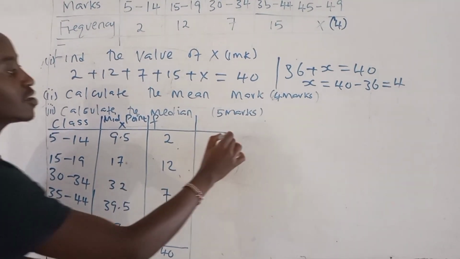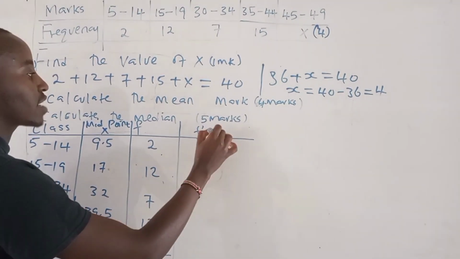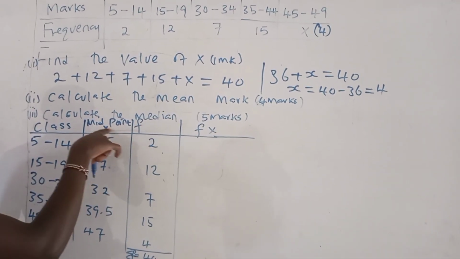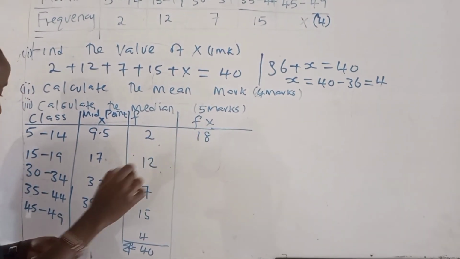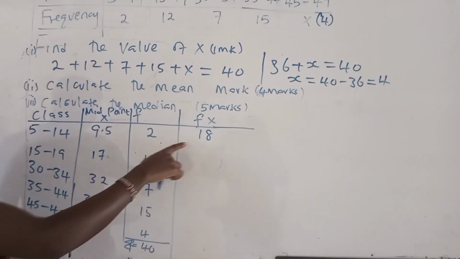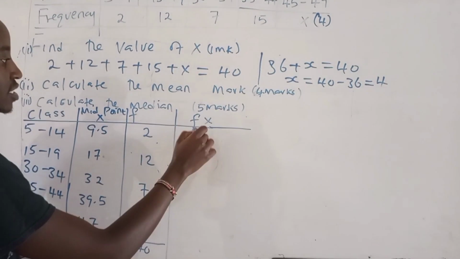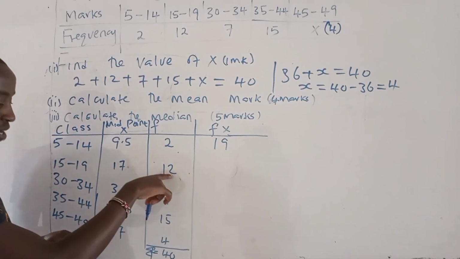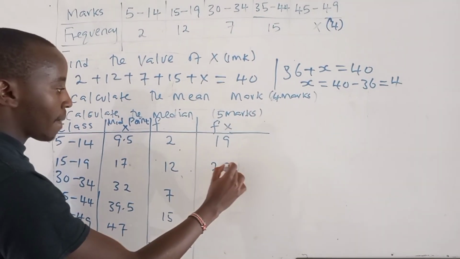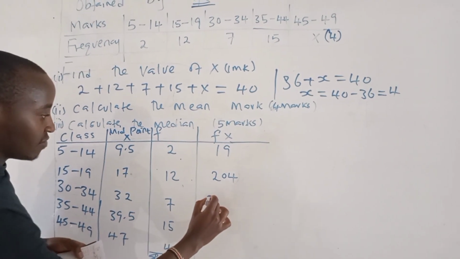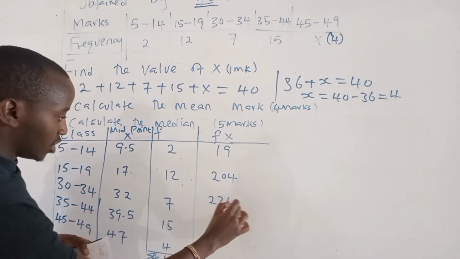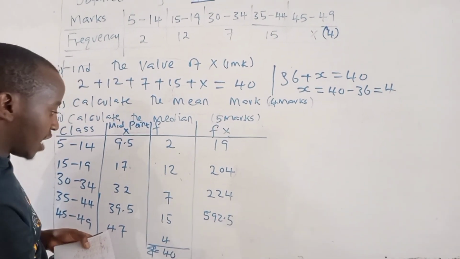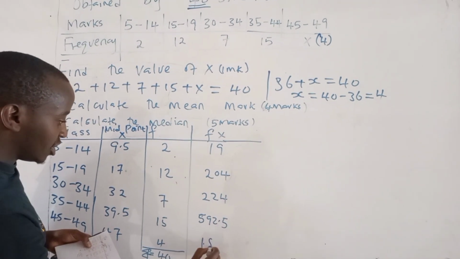Then the next thing we are supposed to have is fx. We take 9.5, multiply by 2, this is x and this is f, we get 18, and all the rest. Actually, it is not 18, but 19. 9.5 by 2 is 19. Then 17 by 12 is 204. So we fill that table. We have 224, sorry, then 592.5. And finally, we have 188.